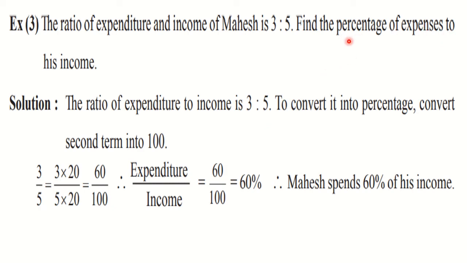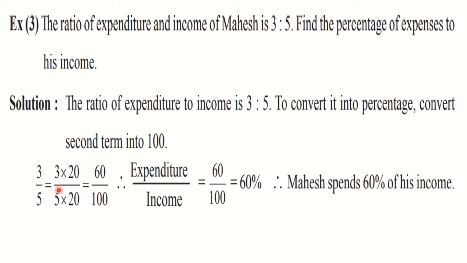Now we want to find the percentage of expense to the income. We have seen in the properties that whenever the second quantity is 100, it is called a percentage. So here the second quantity is what? 5. And we want to convert it into 100. So we should make this second term 100. If we multiply 5 by 20, we are going to get 100. But as we have seen in the second property, we have to multiply at both the places.